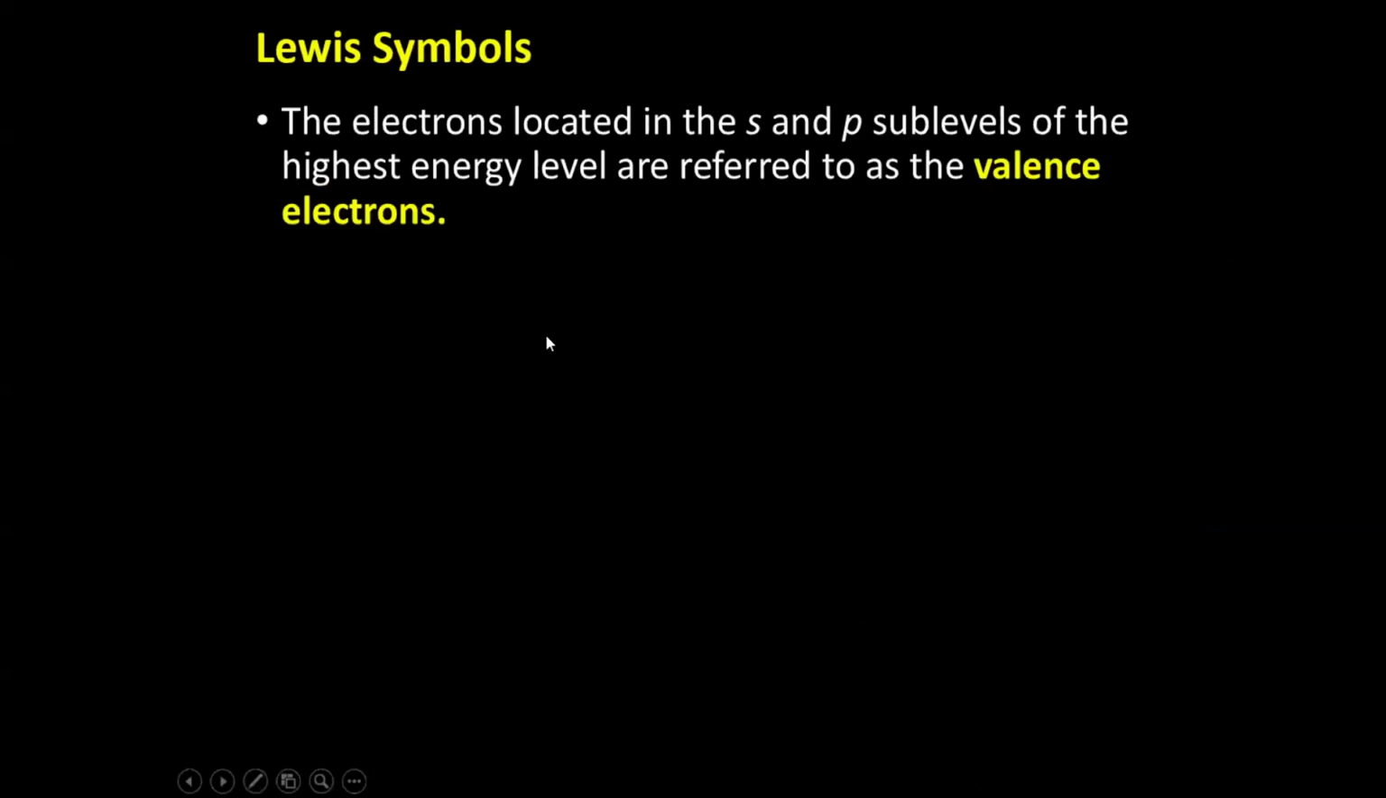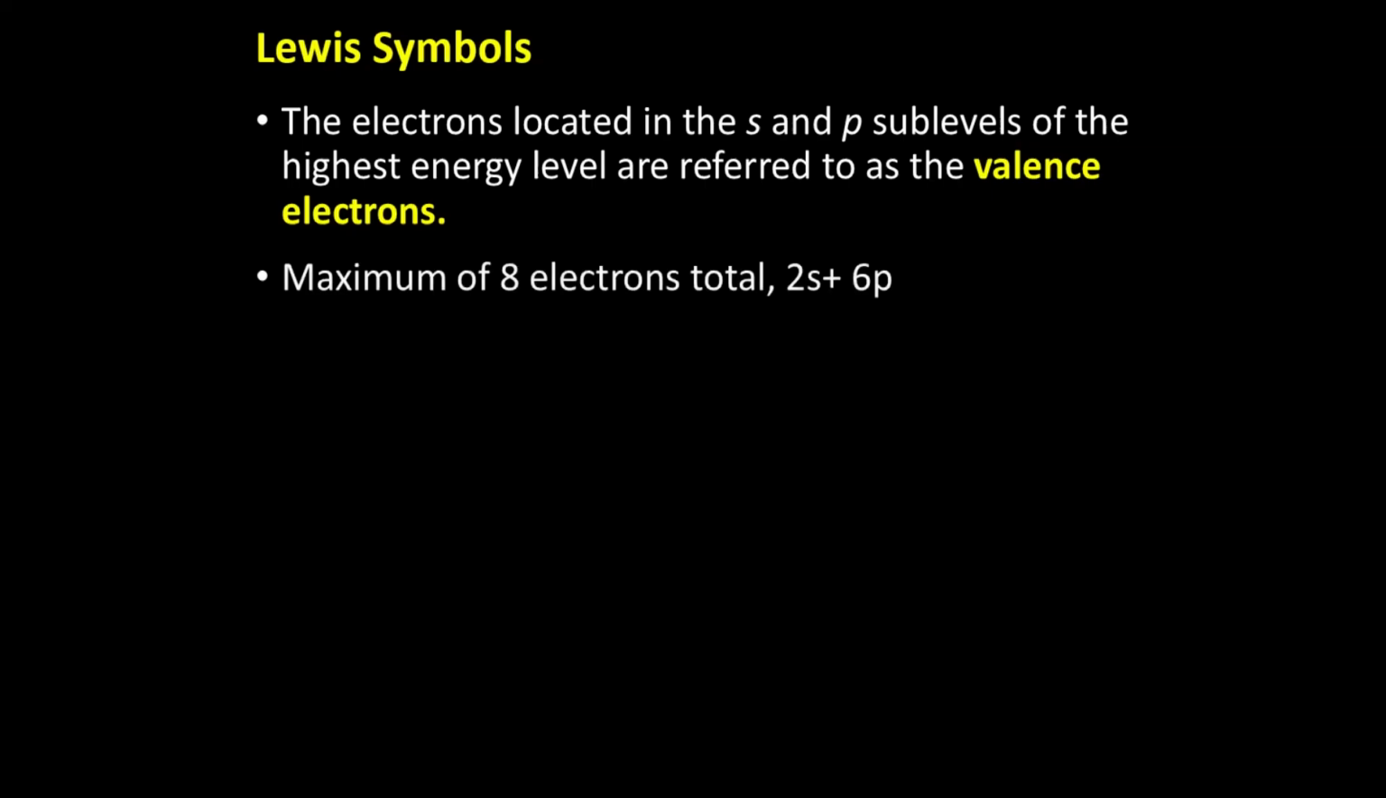Now, the last thing that we're going to talk about in this section are Lewis symbols. The electrons located in the s and the p sublevels of the highest energy level are referred to as valence electrons. For the valence electrons, there's a maximum of 8 electrons because you have 2 in the s and up to 6 in the p. So 2 plus 6 is 8. So no more than 8 for the valence electrons.